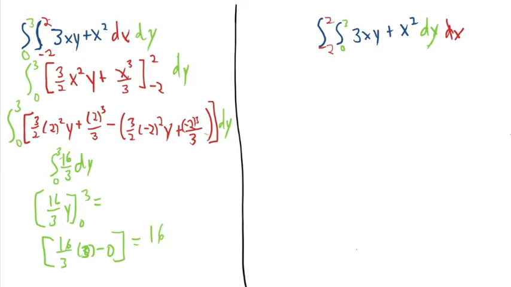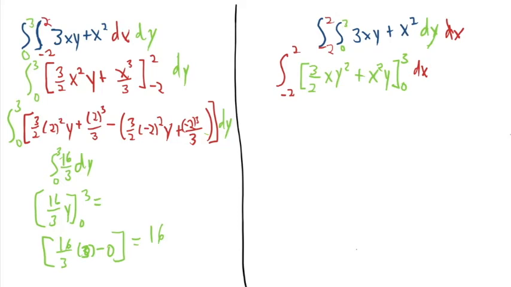So now let's test the other integral. It should come out to be 16 as well. So let's try it out. Taking the antiderivative of 3xy plus x squared in terms of y is going to be 3 over 2 x, because it's just a constant in this scenario, so it just tags along, times y squared, plus x squared y. And that's going to be integrated from 0 to 3. And the integral in terms of x does not go away. That's still there waiting for us when we're ready.